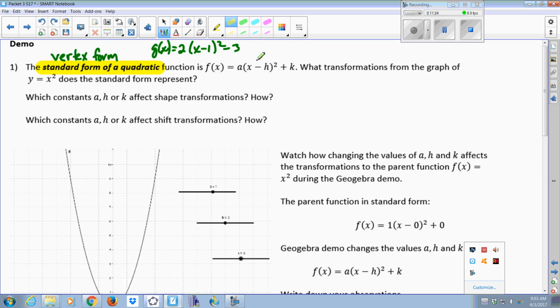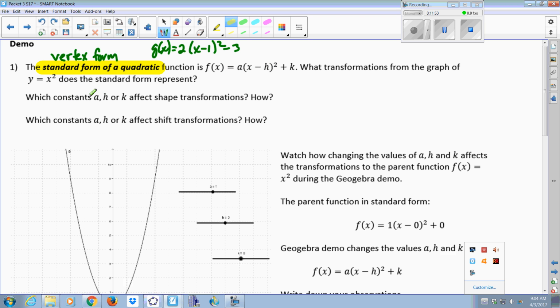So here it is written generally for any parabola. This is a very specific parabola we looked at, 2 times the quantity x minus 1 squared minus 3. So if we wanted to talk about this general quadratic right here, what transformations from the graph of our parent function does this form represent? Let's just look at this form and keep it general for a minute.